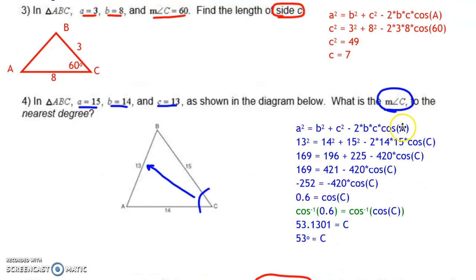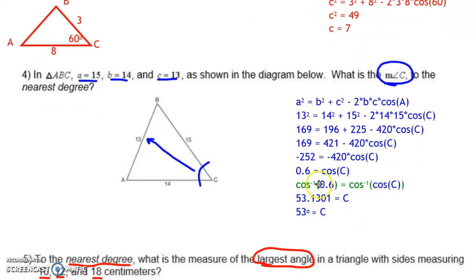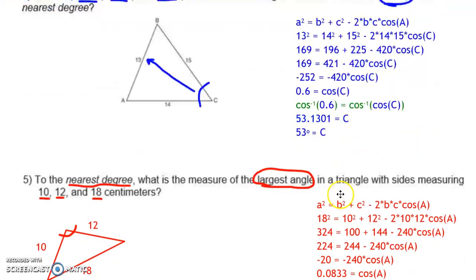For question number 4, it was a little bit of a reversal. You had to reverse the process. You had to substitute all the numbers in except for the angle, which in this case was angle C, and then solve backwards. A quick note, once we got 0.6 equals cosine of C, you know that the inverse of cosine is cosine to the negative 1. We call that the inverse cosine, sometimes known as the arc cosine. Anyway, you should have applied that to find the measure of angle C.